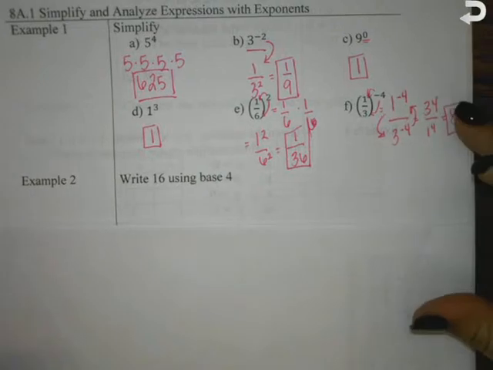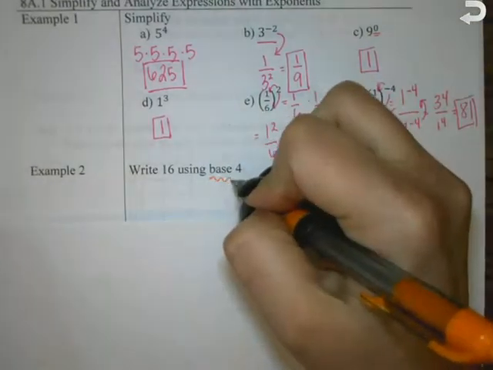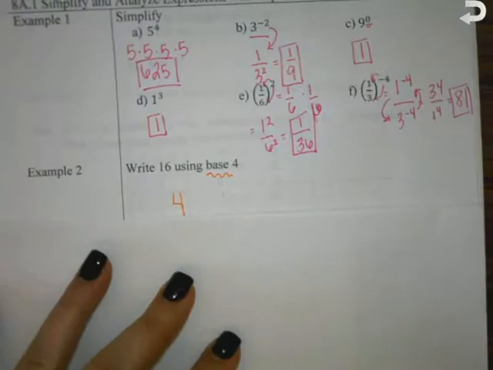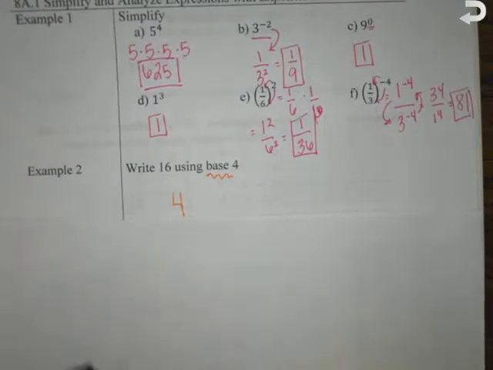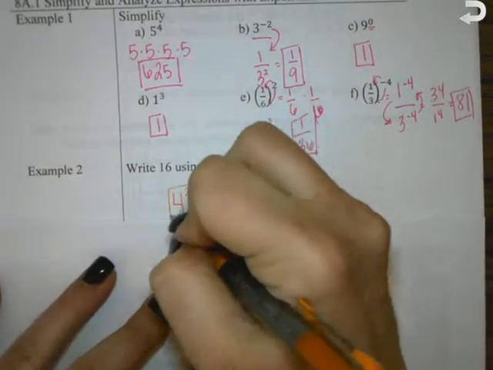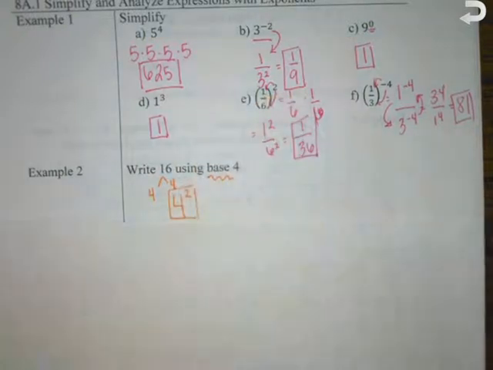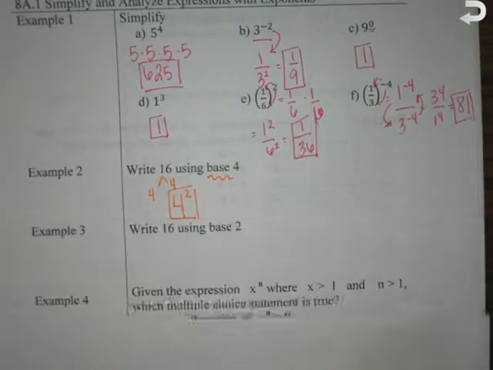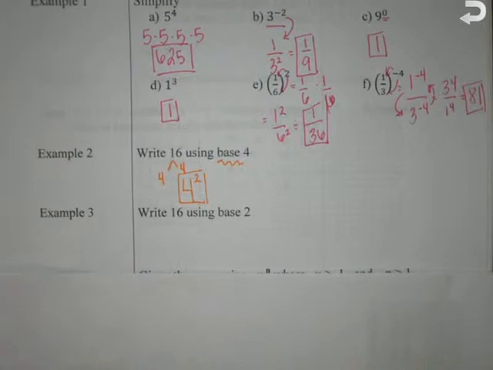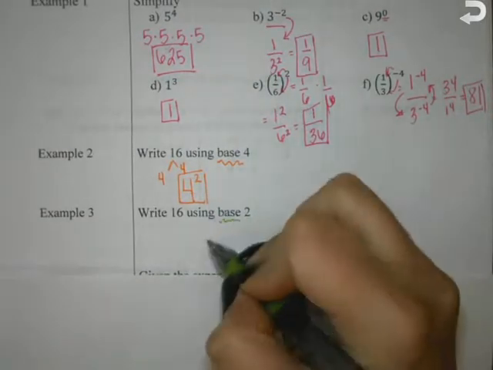Example 2. I want you to write 16 using a base of 4. Base of 4 means that that's my big number, and then I need to figure out what the exponent is. So 16 is the same as 4 to the what? To the 2nd, which you can also do by breaking down 16 in terms of just 4. Okay? So what I want you guys to do right now is on your own, write 16 using a base of 2.